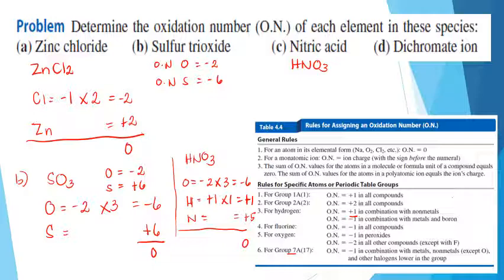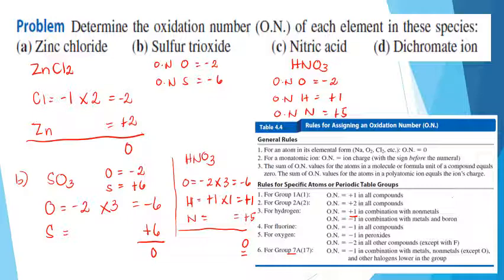So in summary, the oxidation number of oxygen here is equal to -2. The oxidation number of hydrogen is equal to +1, while the oxidation number of nitrogen is equal to +5. If we get the sum of those charges, it is equal to 0, which just means that we have a neutral nitric acid here.